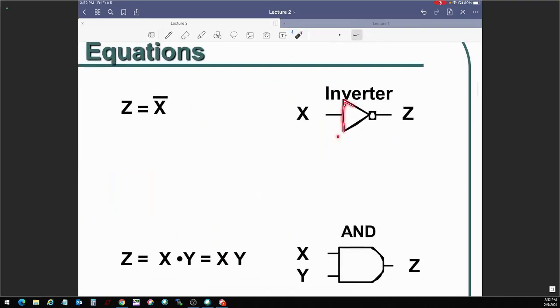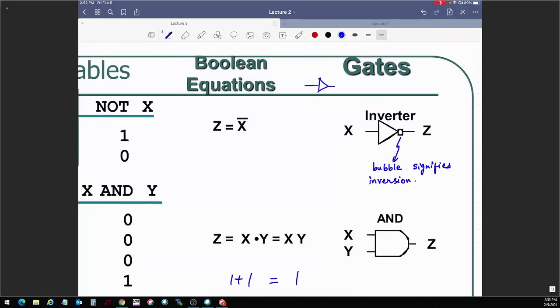The inverter is a triangle followed by a bubble. The bubble is actually what signifies inversion. The triangle is representative of a buffer operation, right? The triangle is just the buffer, also called the identity function. Whatever goes in comes out. So that's a buffer or identity, right? So if X goes in, X comes out. There's no change there. But if you put a bubble at the output of that triangle, that indicates that things are actually getting flipped. They are getting complemented. They are getting inverted. They are getting, what else was it? Not. That's the not operation, right? So that's your symbol, triangle followed by a bubble.